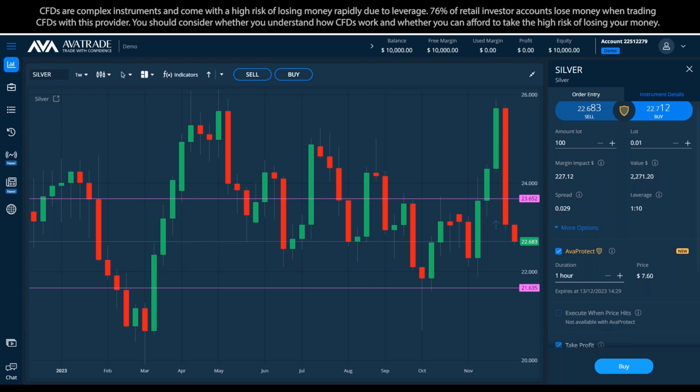Yeah, at the same time. What I was referring to is the same time. You can use EVA Protect to protect several positions. You don't have to protect just one.